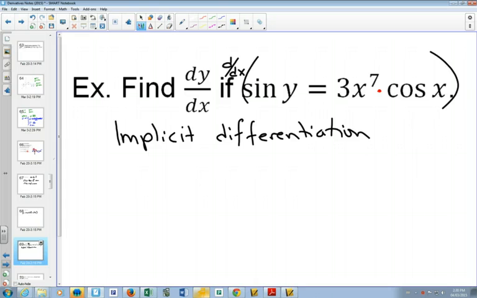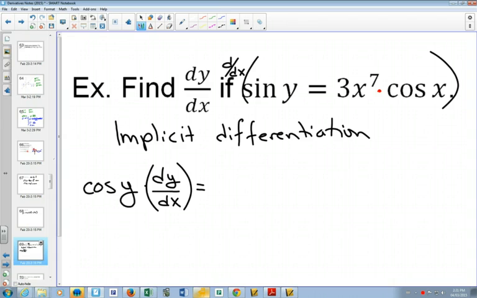So let's start with the left side. If we do the derivative of sine y, working on our outside, the first function is sine. What's the derivative of sine? Cos. So you'd have cos y. Then the function inside, what's the derivative of y? Y prime or dy dx equals. On the right side, there's where we have our product rule.